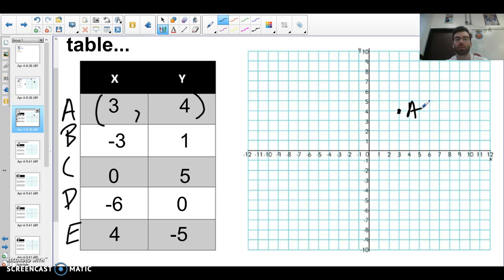So we're going to do this on the bottom half instead. Negative 3, 1. So left 3, up 1. There's your dot, and that is point B. Okay, 0, which is x, so 0, which is x, is right here. 5, which is y, is up there, and that is point C. Negative 6 is x, 0 is y, that is point D, and lastly 4, negative 5, and that is point E. First 2 slides, all done.